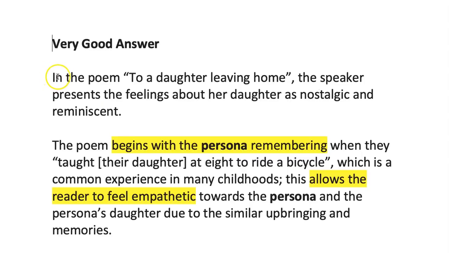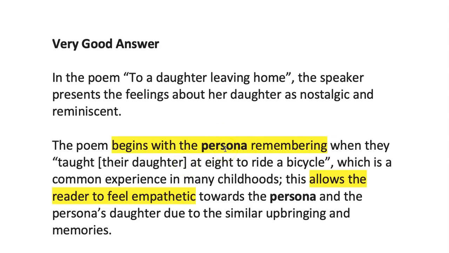Okay, we still start with a thesis statement where she puts her point of view. "In the poem To a Daughter Leaving Home, the speaker presents the feelings about her daughter as nostalgic and reminiscent." It's not the best thesis statement, by the way, but it does at least show the examiner that this candidate is clear about what she's writing. "The poem begins with the persona remembering when they taught their daughter at 8 to ride a bicycle." I'm not going to tell you what the square brackets are for. You're going to work that out as we go through the essay.